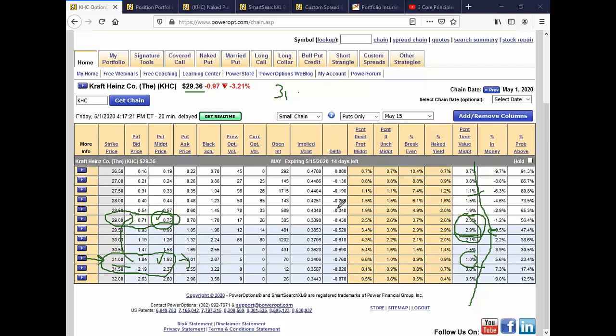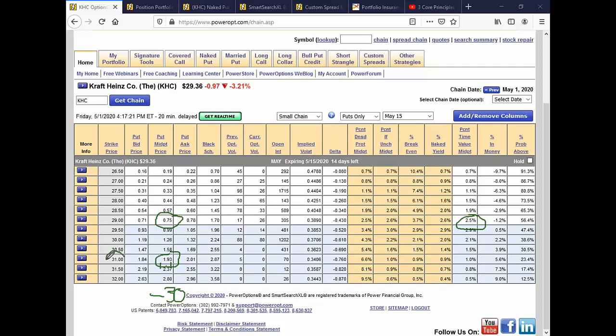What if the stock doesn't move? All right, I collect 75 cents for my 29 strike, which is about 2.5% time premium. We collect $1.93 on my 31 strike, which is $1.64 in the money. So we'll call it $1.63. So this is only 30 cents of time premium.